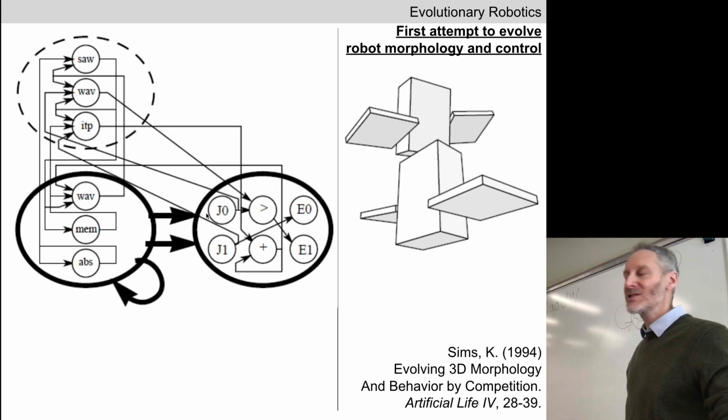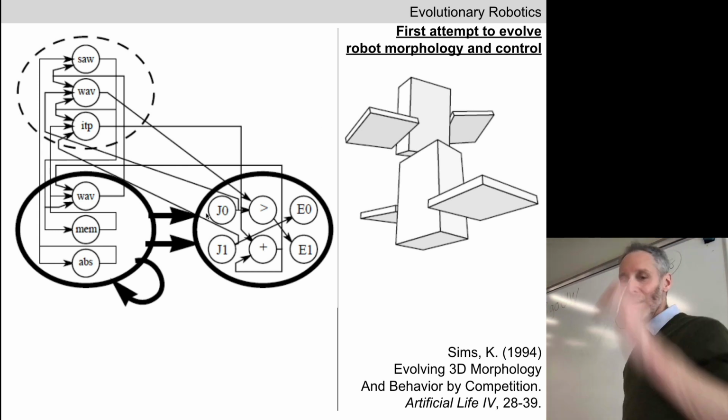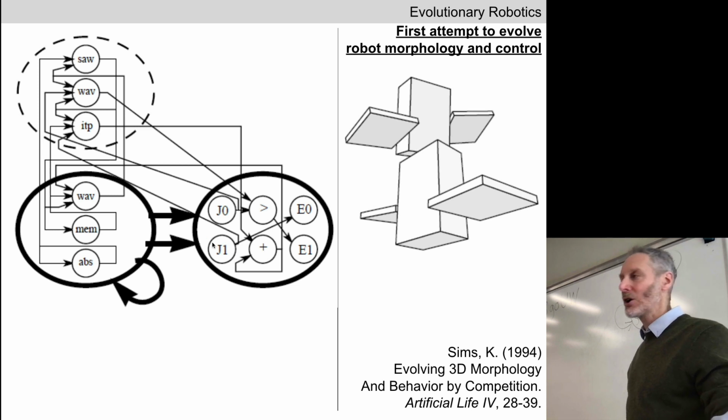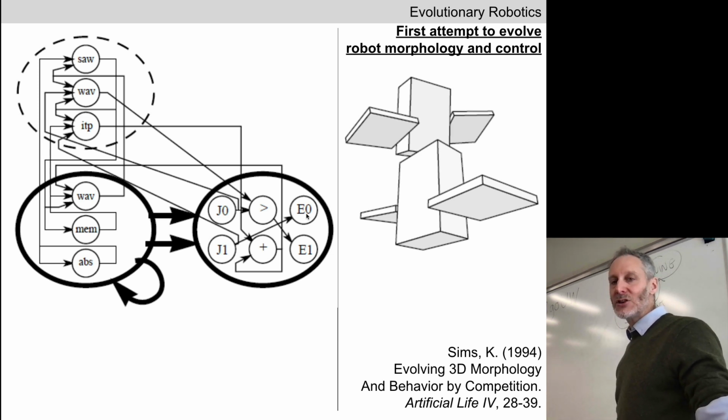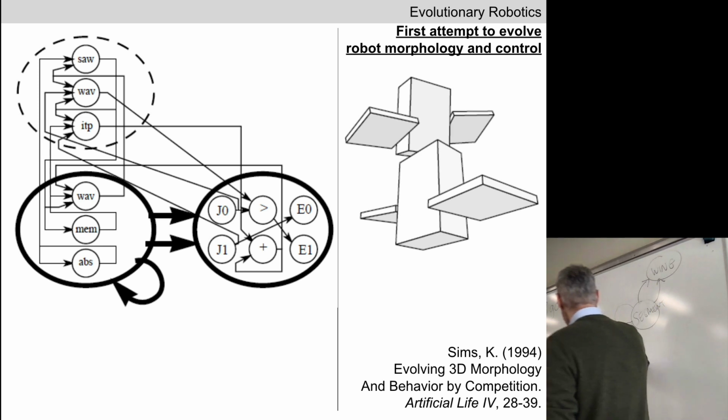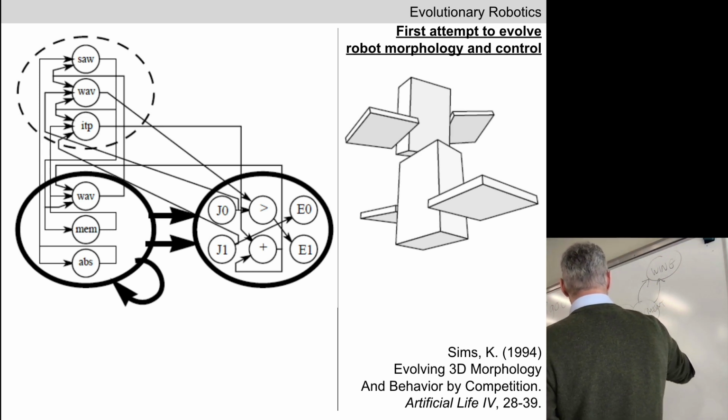These are proprioceptive sensors. We've seen these called angle sensors. We've seen these called proprioceptive sensors. For Sims, these were called joint sensors. There are also two motor neurons here. These motor neurons are sending out motor commands to the two effectors. Again, another synonym for motors in robotics.